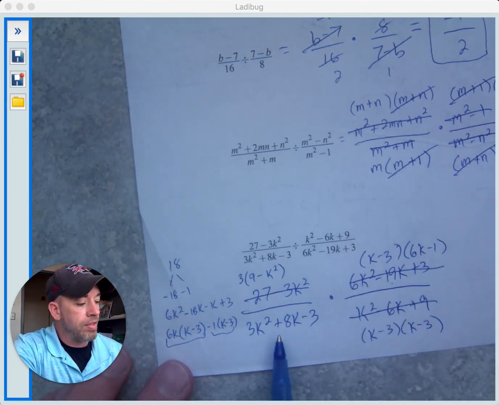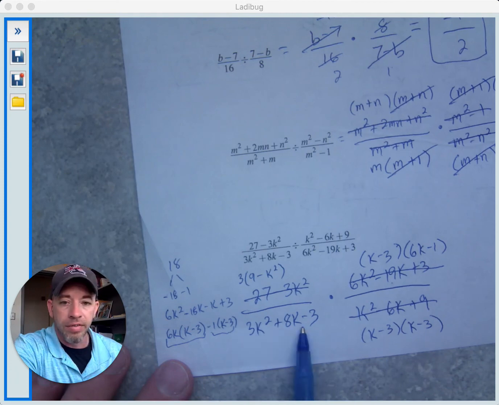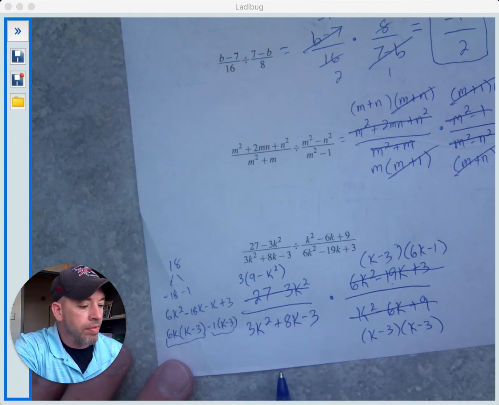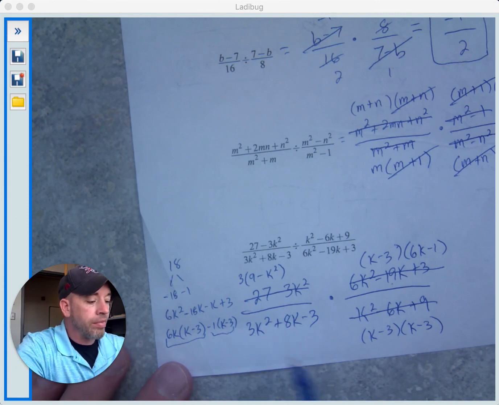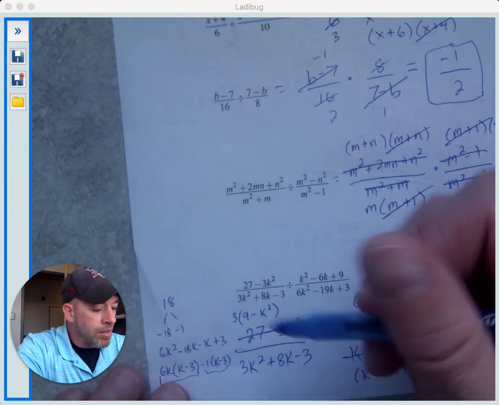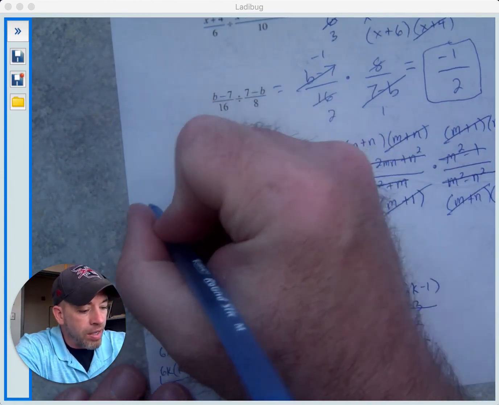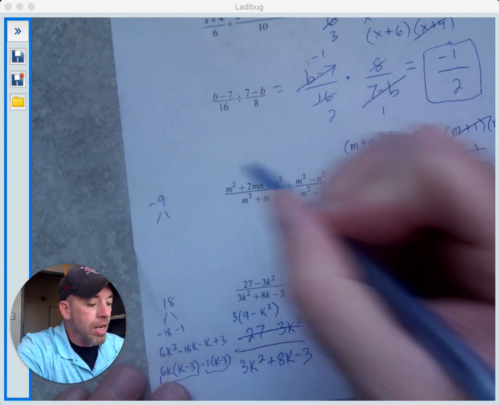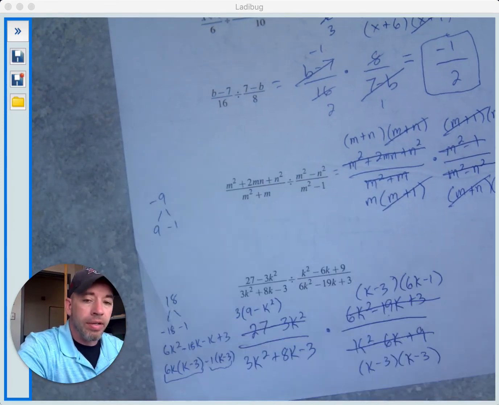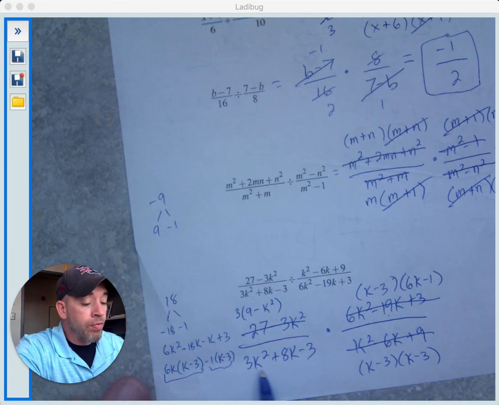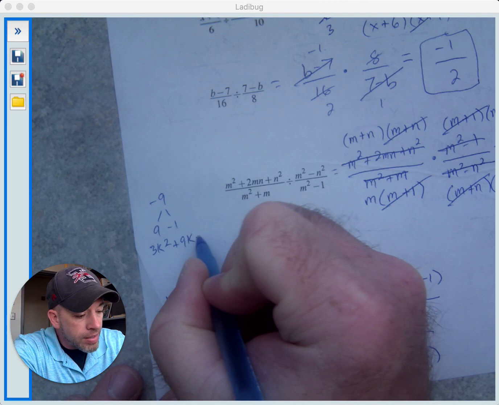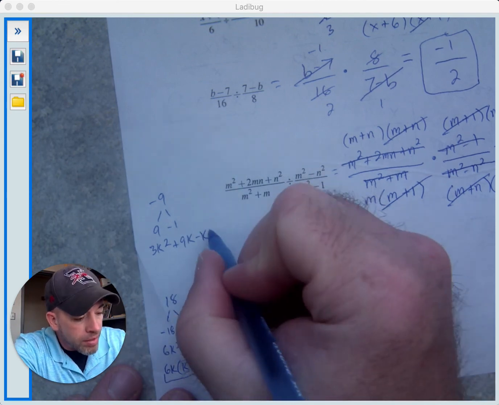Now we have this guy right here to factor, right? So we have the 3 and the negative 3, right? So let's do the same process. Maybe I'll do it up above here where we have room. So 3 times negative 3 is negative 9. We need two factors of negative 9 that add up to positive 8. Probably a 9 and a negative 1, right? And so we could write it with 4 terms. 3k squared plus 9k minus k minus 3.